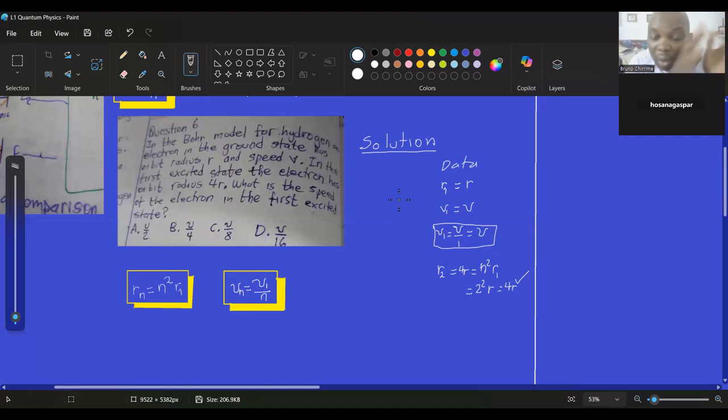Yes. Now, ground state just means n sub 1, okay? So V sub 1. Oh, V sub 1. Oh, I get it.